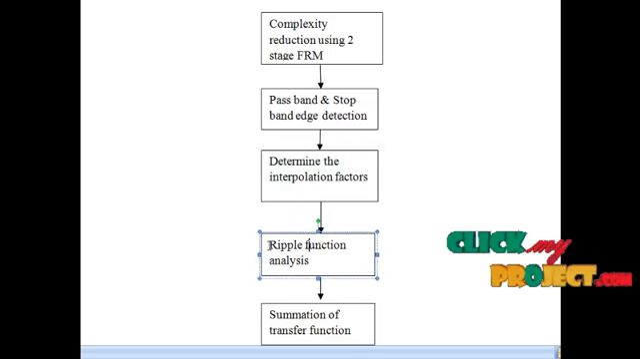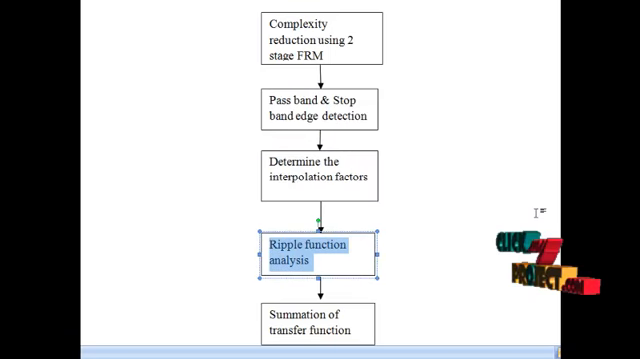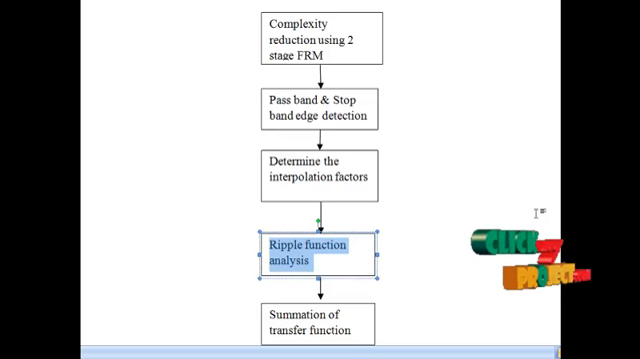The next thing is ripple function analysis. Ripple function analysis is considered to be carried out in three cases. The zero phase frequency response is determined. Then the ripple is analyzed based on different regions. Finally, the ripple of the overall filter is determined by maximizing the value of the ripple of the masking filters.